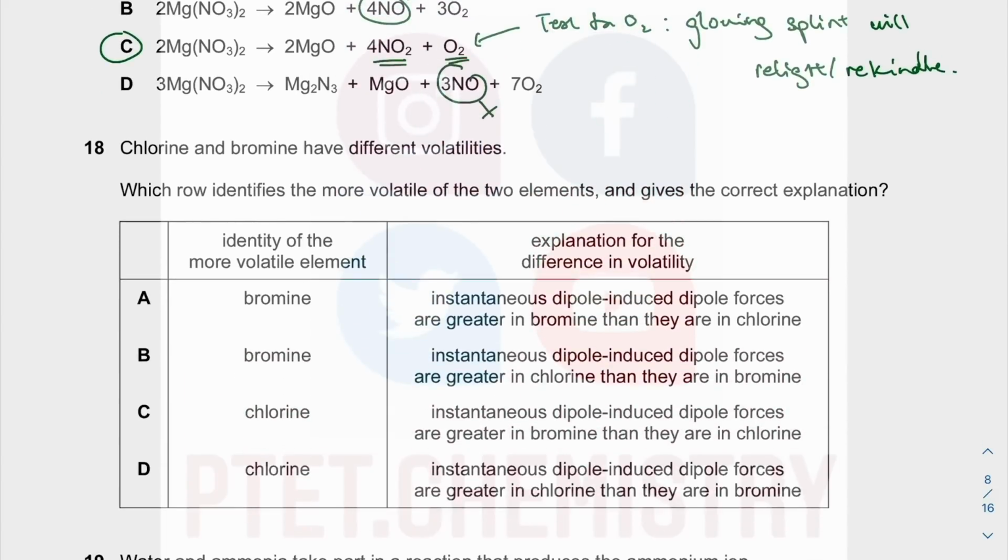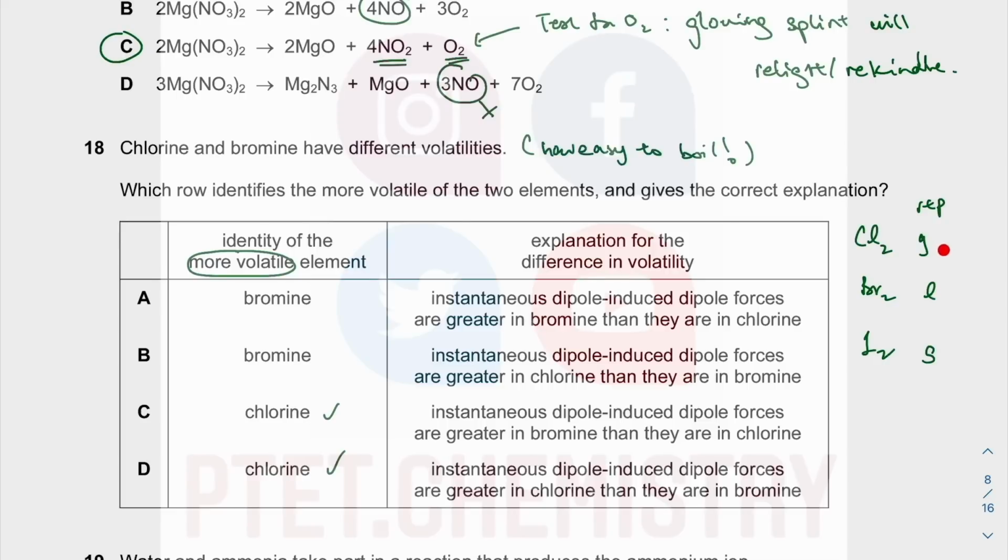18. So this is about different volatility. This is to do with how easy it is to boil. The more volatile you are, the easier it is to boil. So the more volatile will be chlorine, because as you know, chlorine, bromine, iodine are a gas at room temperature and pressure, a liquid and a solid. So this one already boiled before you reach room temperature. This one hasn't boiled before you reach room temperature and pressure.